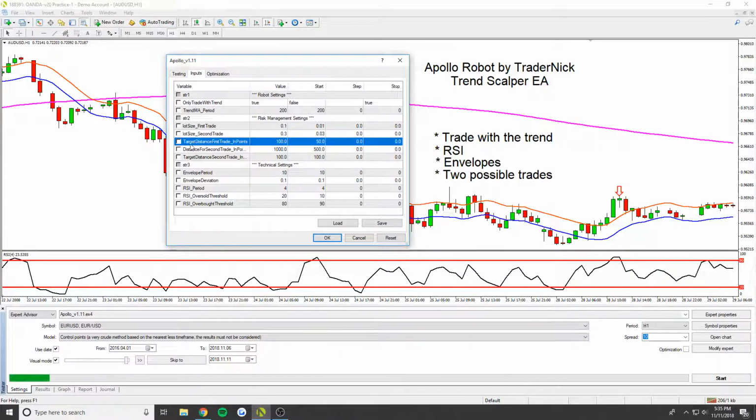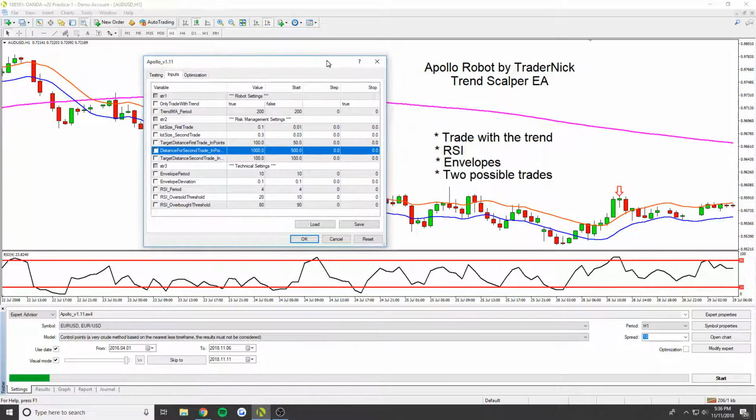Now, this next parameter, the target distance for the first trade, is going to be how many pips we're going for as a target. I mentioned that we were going for 10 pips, which in points is 100 points. So we're going for 100 points, and that's our target. Next, we have the distance for the second trade. This is going to be how far away we're going to enter a second trade if price doesn't go our direction. So in this case, we have a 1,000 point or 100 pip second trade distance.